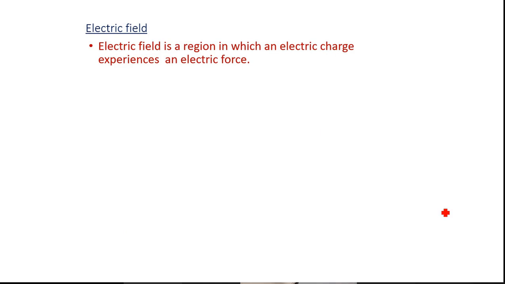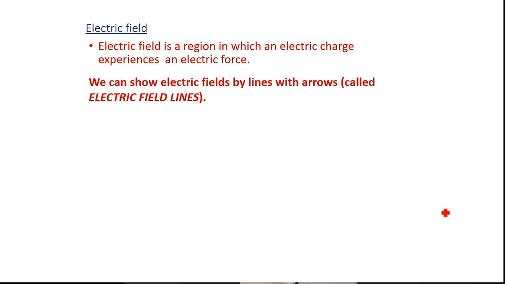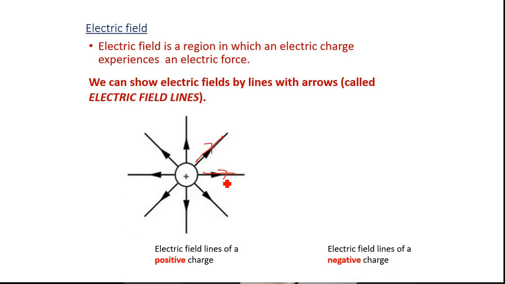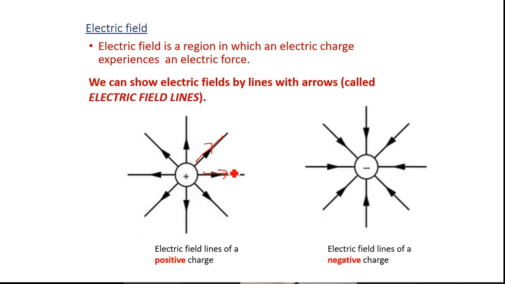An electric field is a region in which an electric charge experiences an electric force. We can show electric fields by lines with arrows. The arrow represents the direction of electric force. Lines go away from the positive charge. But when the charge is negative, the lines go toward the negative charge.